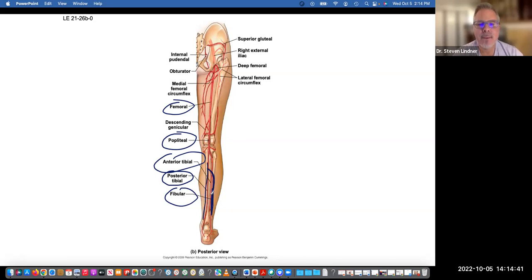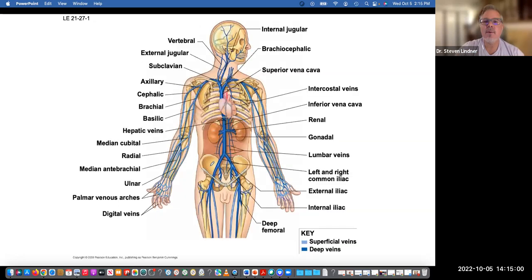Okay. So you got posterior tibial, fibular, and popliteal. Popliteal goes between the tibia and fibula to go to the anterior part of the leg and to the dorsum of the foot. Okay, when we come back, we'll get into the venous system.